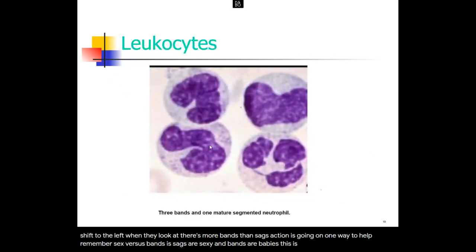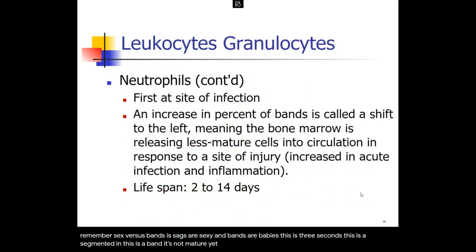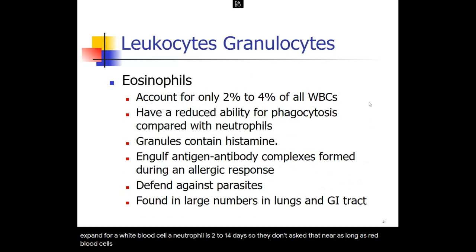This is a seg, this is segmented, and this is a band. It's not mature yet. Neutrophils are the first ones that go to the site of infection, and here's, as I mentioned, the shift to the left. Bone marrow is releasing less mature cells. The lifespan for a white blood cell, a neutrophil, is 2 to 14 days, so they don't last near as long as red blood cells.